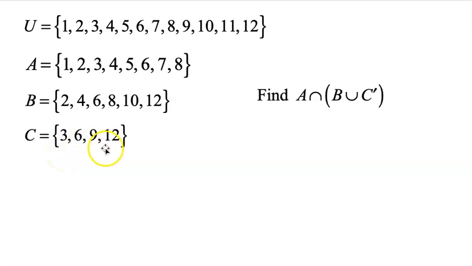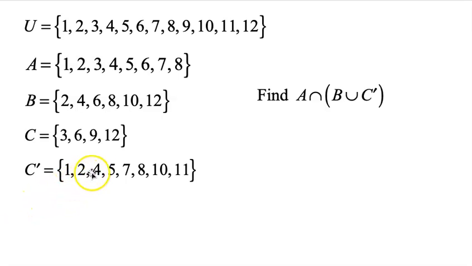What is in C? 3, 6, 9, and 12. So throw 3, 6, 9, and 12 out from the universal set. What's that going to give you? 1, 2, 4, 5, 7, 8, 10, 11. That is C complement. 1, 2, 4, 5, 7, 8, 10, 11. That's C complement. Now I need stuff that's in C complement or in B.